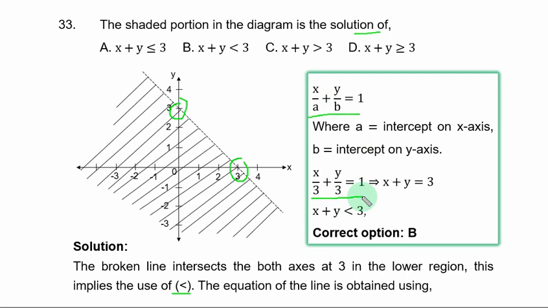Multiply through by 3 to clear fractions, you have this result. To inequality, you have x plus y less than 3. B is the correct option.